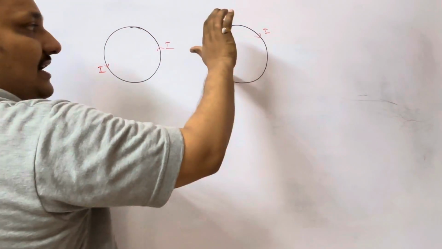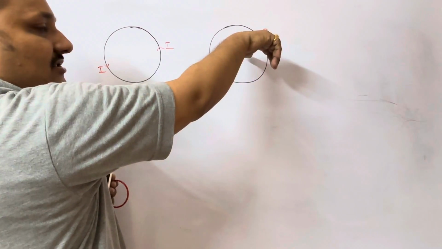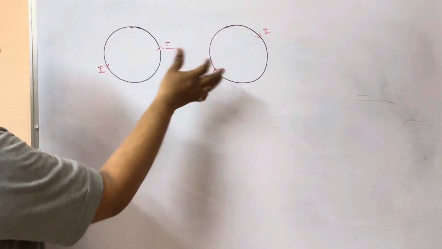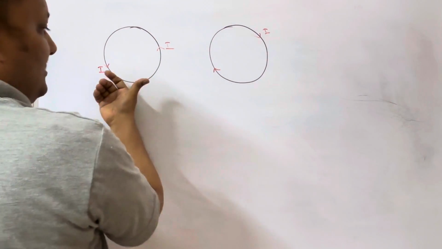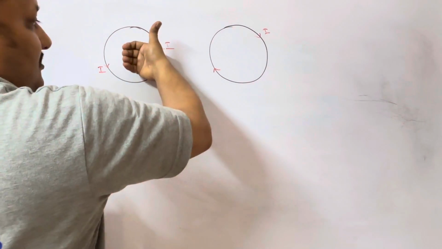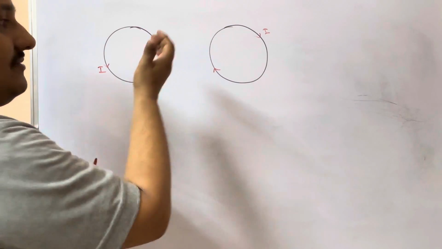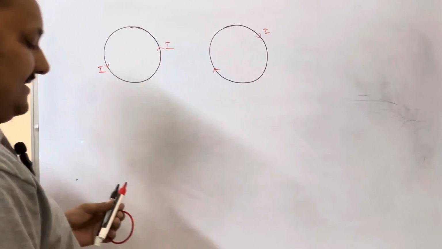So current direction you can take like this. Thumb gives direction of the magnetic field. So both you will get same directions. You can see if you want to cross check. If thumb is like this, so here it is outside. If four fingers like this, magnetic field is outside. Correct? Both are going to be same.